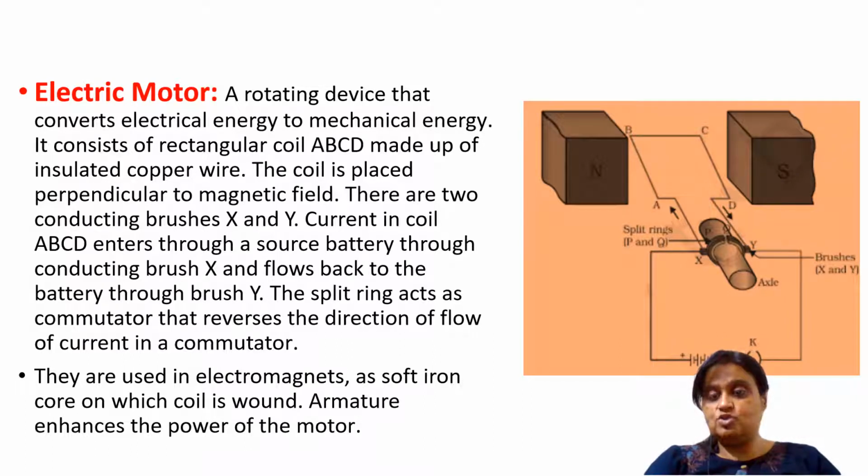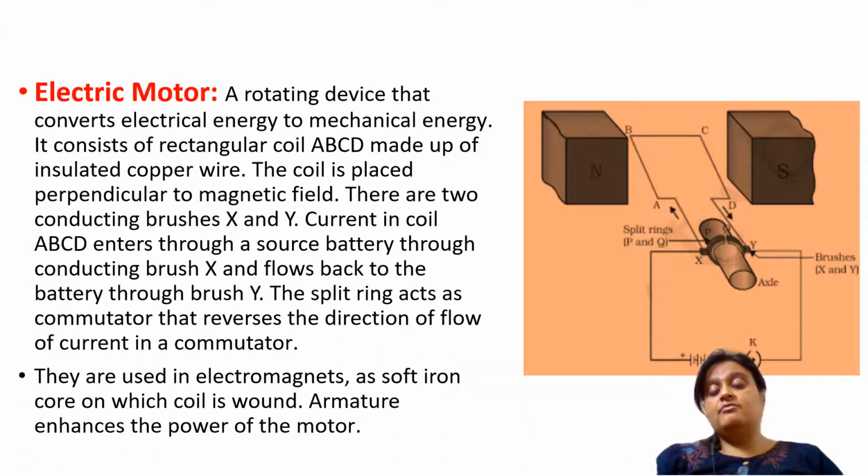X and Y are fixed, and they make the connection between the battery plus and minus and these split rings, so that current can flow. The battery is there to give the current, and there is a key to switch on and off. So that is how the motor works.